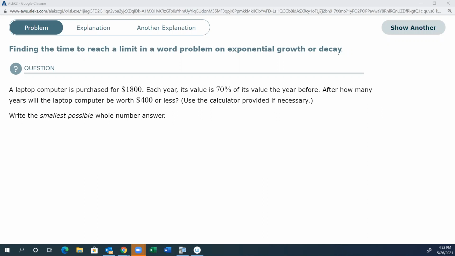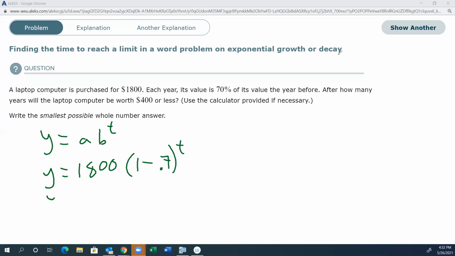That's terrible, but that's the life, the world we live in. After how many years will the laptop be worth $400? Okay, so the percent change, not the dollar change, but the percent change is constant each year. Therefore, this is going to be exponential, not linear. Okay, so our starting amount A is 1,800. And out of that 100%, we are losing 70% each year.